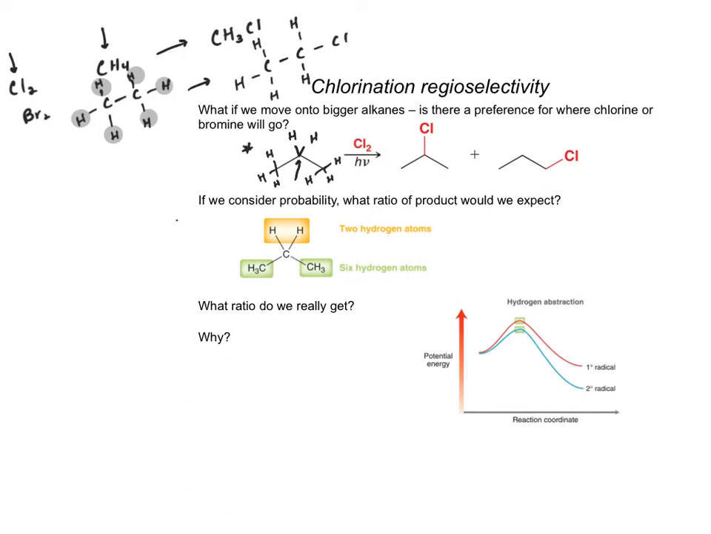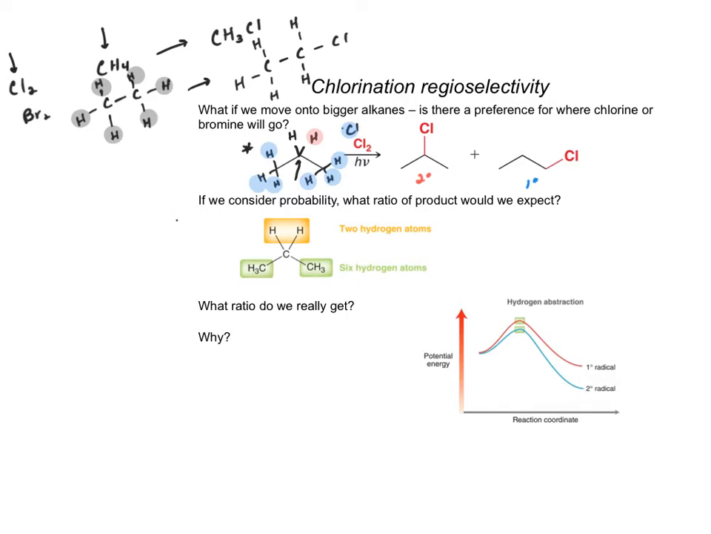If our radical chlorine came in and abstracted, let's say, this hydrogen, then the product of that would have been this secondary alkyl halide, where the chlorine would end up on the interior carbon. If instead the chlorine radical had come in and abstracted any of these on the outside, then that would have given us our primary alkyl halide, our primary alkyl chloride, okay?